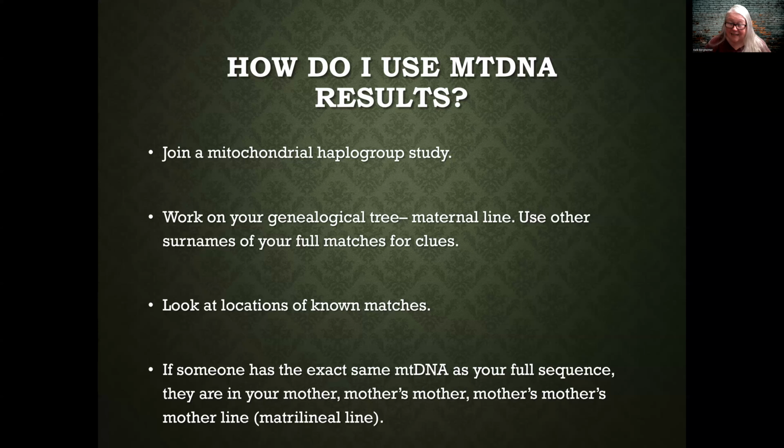And if someone has the exact same mitochondrial DNA as your full sequence, they are in your mother and mother's mother and mother's mother's mother line, your matrilineal line. So you want to try to figure out who all those folks are. The problem is we don't know generationally how close they are to us. We just don't know. Unless we get lucky and we see a surname maybe that we recognize, or we're able to tie them into our third or fourth or fifth great grandmother. But remember, mitochondrial DNA is very stable over time. And so what you might end up with are a lot of more distant matches.